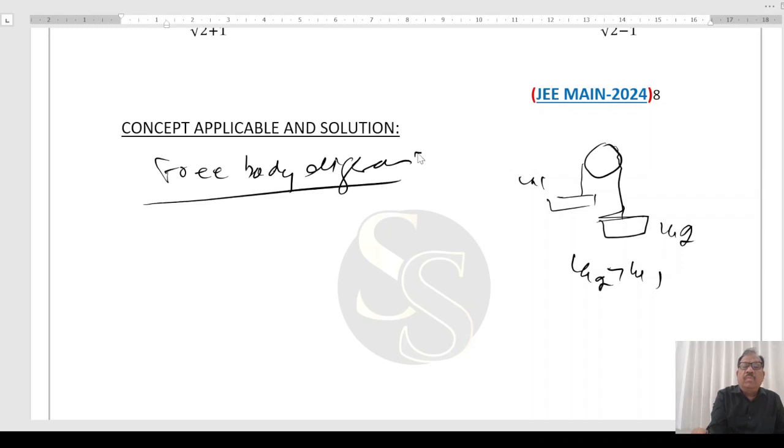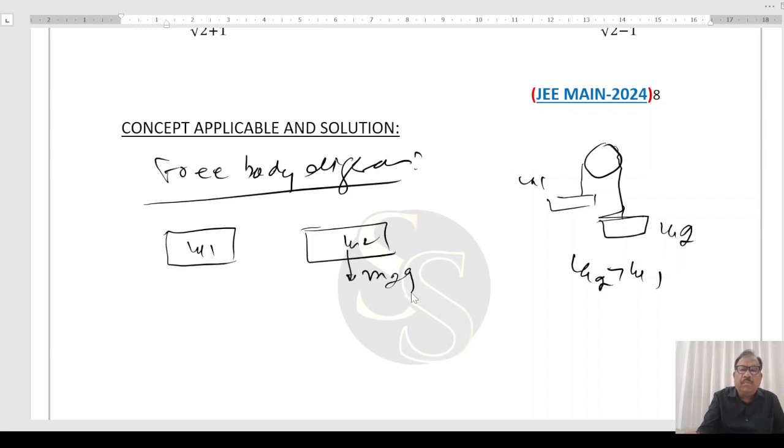The answer to this can be given in 1 minute, not less than 1 minute, but I will clear the complete concepts. This is m1, this is m2. Free body diagram means pick up one of the bodies and draw all the forces acting on it due to the remaining part of the system. So, m2g downward and T upward; in this case, m1g downward and T upward.